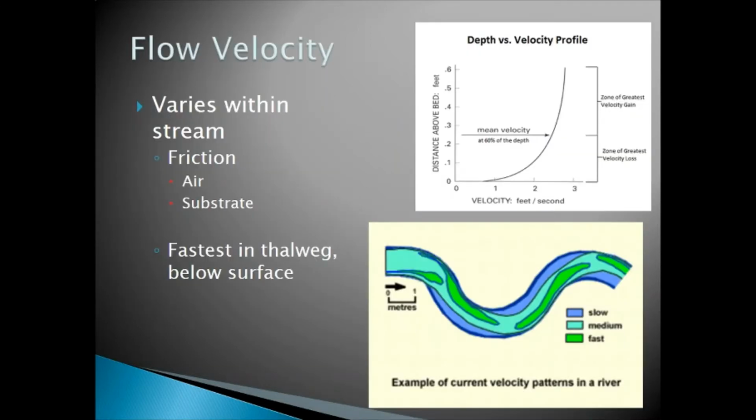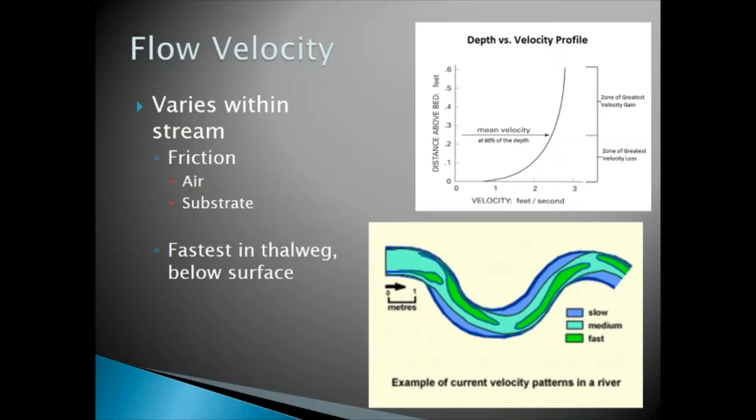All right, let's switch to flow velocity, okay? When we're talking about stream flow, we can think about lots of different things. And what we see is flow velocity varies within the stream, okay? Essentially you have friction in two different places. Friction between the surface of the water and the air, which granted is not that much, and then with the substrate, which is a lot more.